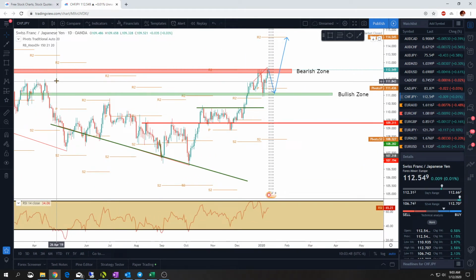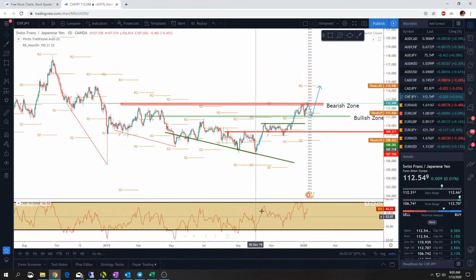We broke this resistance level. Not fully. We're kind of consolidating right on it. So a little bit riskier pair. Our next resistance is all the way up here at this R2. That's why if we get this pull down, we respect it. I like this pair up to that R2 level.